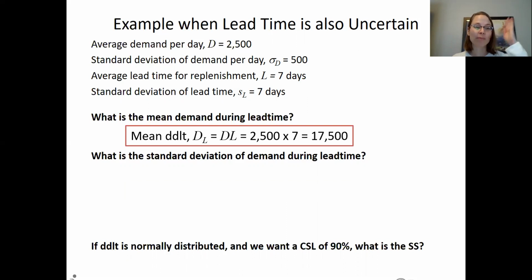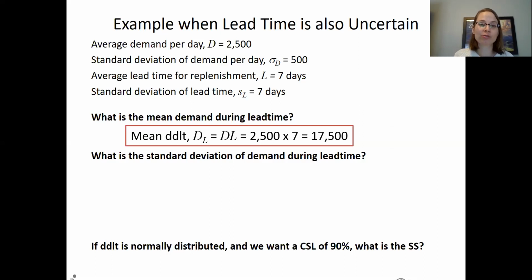So again, lead time is when I place the order to when it shows up. And yes, that lead time will vary. It won't be exactly 7 days, but on average, we will experience 17,500 units of demand. The second question, what is the standard deviation of demand during lead time?